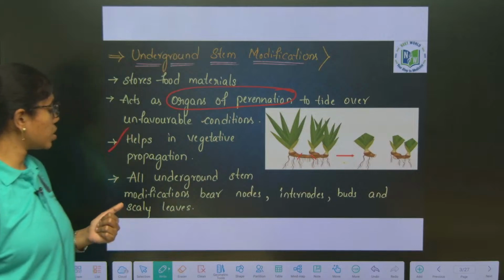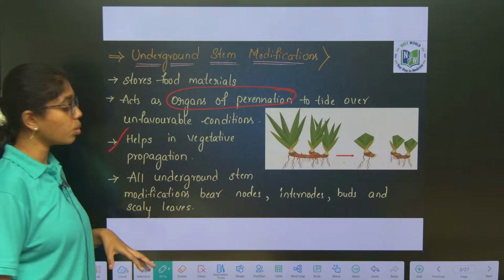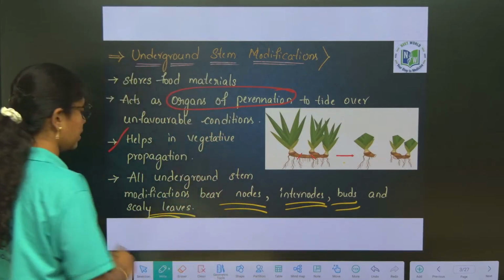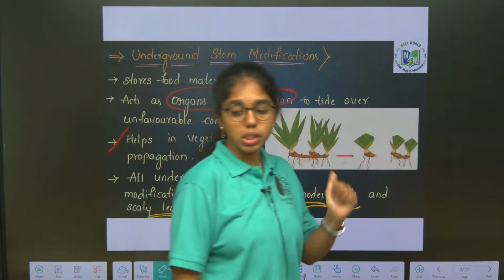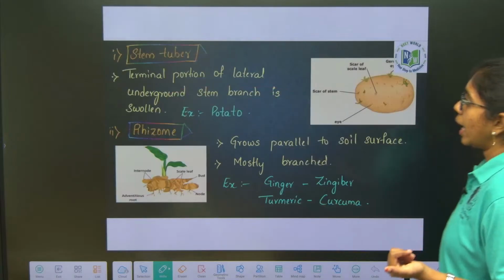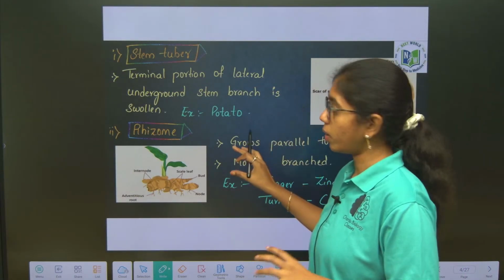This helps in vegetative propagation, and all the underground stem modifications also will possess nodes, internodes, buds and scaly leaves. Okay, they possess nodes, internodes, buds and scaly leaves. Okay. And then stem tuber. So, here these points are very important.